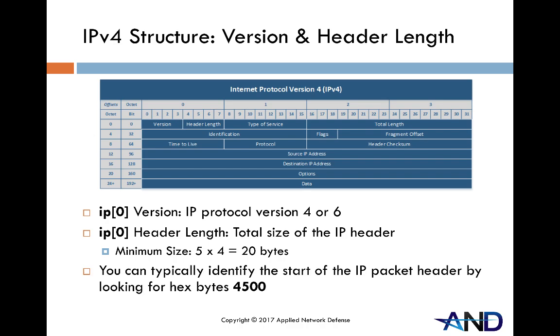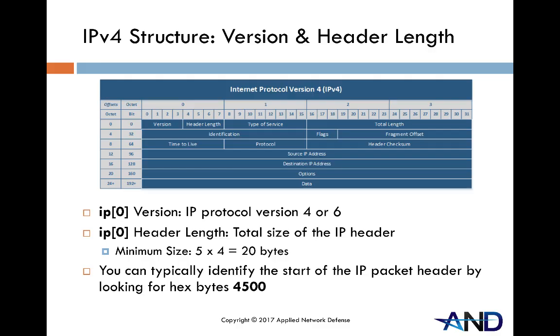Now, an important note here, a pro tip, is that generally you can identify the start of an IP packet header by looking for hex bytes 4500. So that's going to be IP version 4, header length 5, and type of service, which is the next byte, 00. We're not going to talk about the type of service field. It's not too important for our uses, but most of the time you see that it's going to be 00.